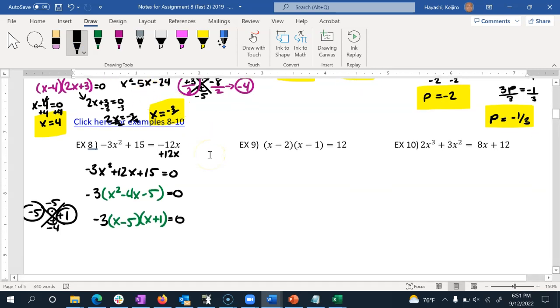Which means that my two solutions are going to be what, probably? If you've noticed a pattern, maybe. 5 and negative 1? Yeah, positive 5 and negative 1.